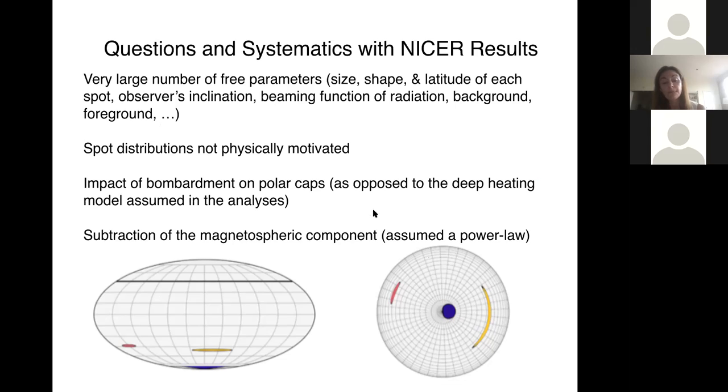In addition, there are deep heating models that are used in these analyses, but the polar caps are hot because of particle bombardment onto the surface. So there's just more that you will see coming out of NICER, maybe better analyses or more sophisticated models, but some of these are, I think, going to be just intrinsic uncertainties associated with these methods.